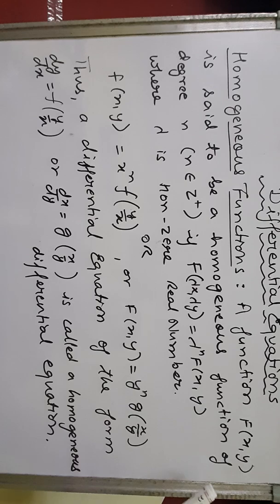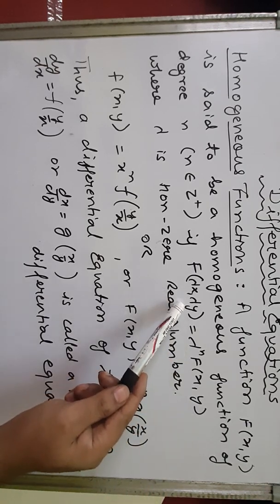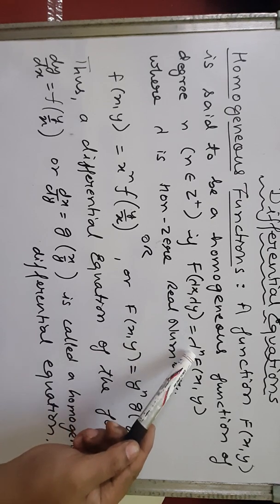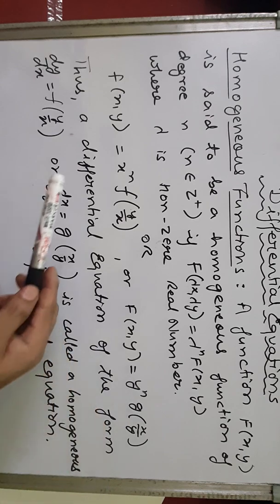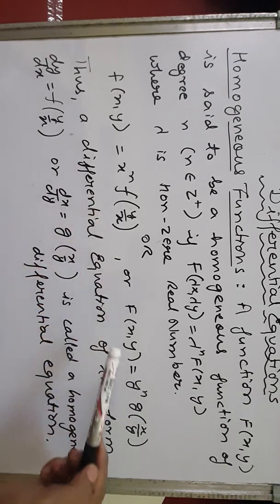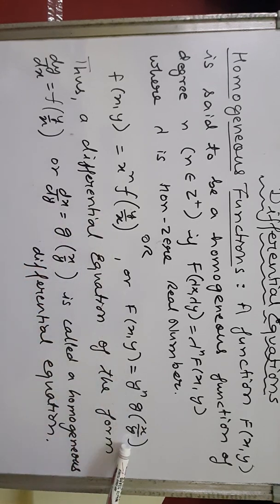Now here it is written that a function f(x, y) is said to be a homogeneous function of degree n, where n belongs to positive integers, if f(λx, λy) can be written as λ to the power n f(x, y), where λ is a non-zero real number. Or we can say that if we represent f(x, y) in terms of x to the power n f(y/x), or y to the power n g(x/y), then also f(x, y) will be considered as a homogeneous function, again n belongs to positive integers, right?